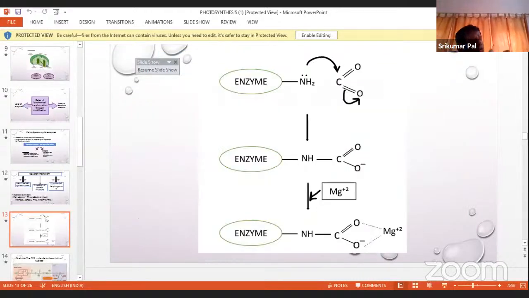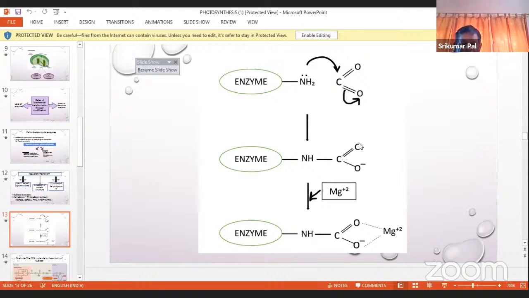Rubisco is a protein, and protein is composed of amino acids. At the 243rd position of Rubisco, there is a lysine residue, and this lysine residue contains the epsilon amino group. So this is the Rubisco enzyme. At a specific position, there is an epsilon amino group. This is a part of the lysine residue, and here is the carbon dioxide. When the electron moves towards the carboxyl oxygen by electromagnetic effect, the unshared electron pair of nitrogen attacks this carbon. In this way, a carbamoyl derivative, a carbamate, is formed.